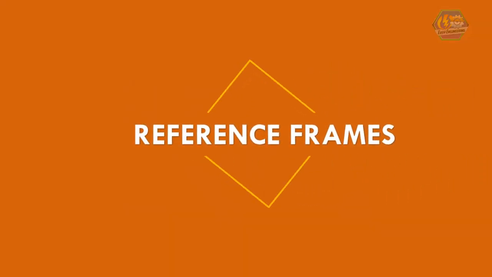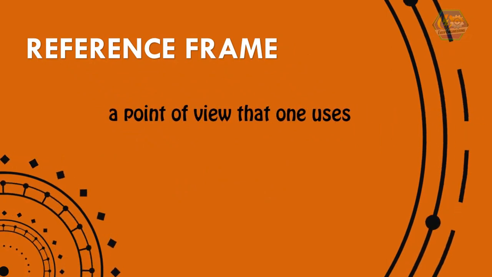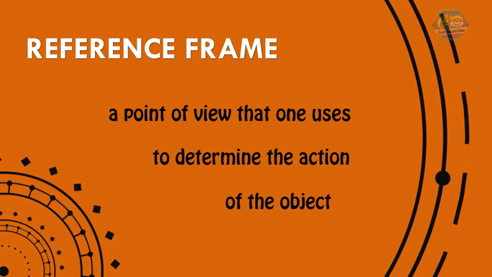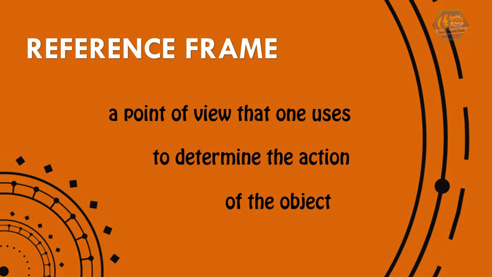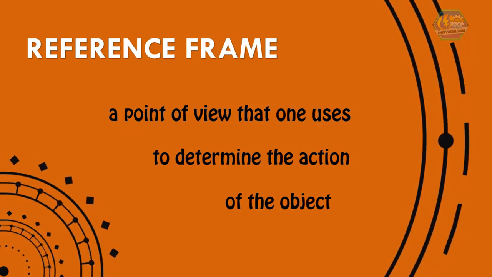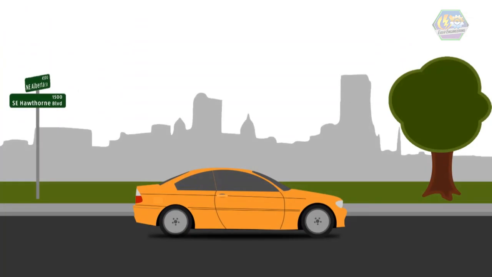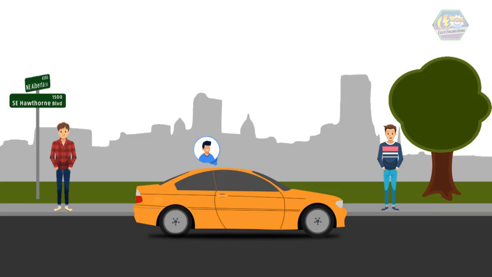Now, what exactly are reference frames? A reference frame is a point of view that one uses to determine the action of the object. To understand better, take a look at this example. Suppose you have a car and 3 observers at different places. The first observer is inside the car, the second is in front of the car, and the third observer is behind the car. Once this car starts honking, all 3 observers will record the sound.